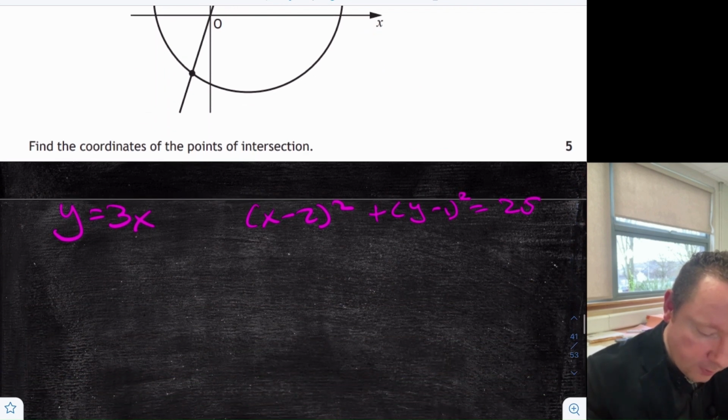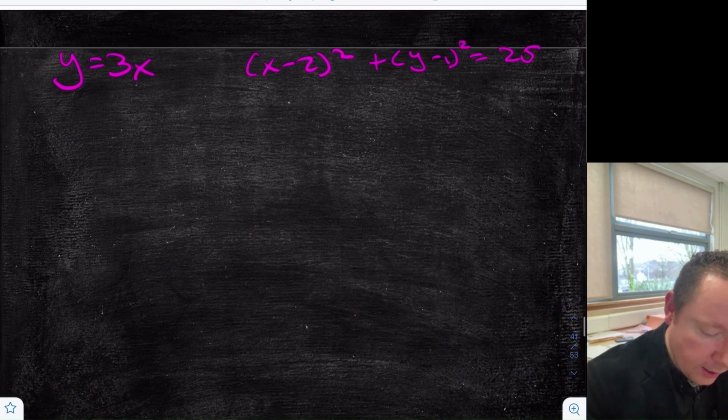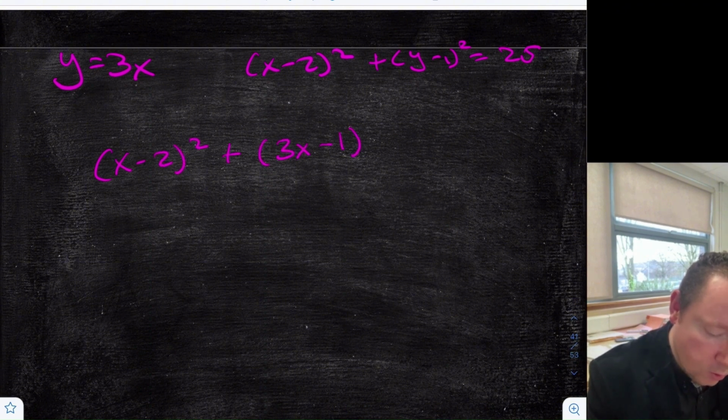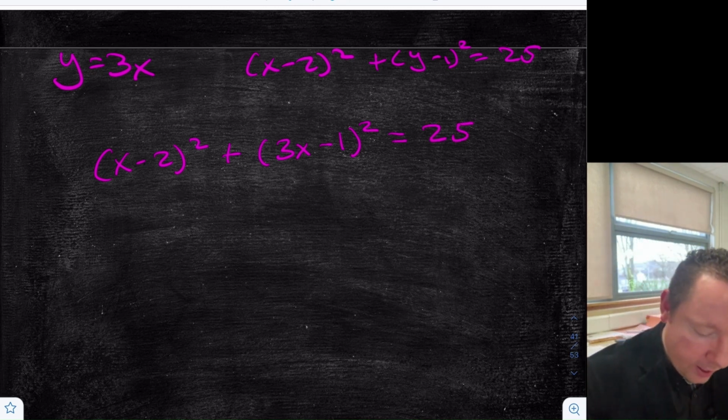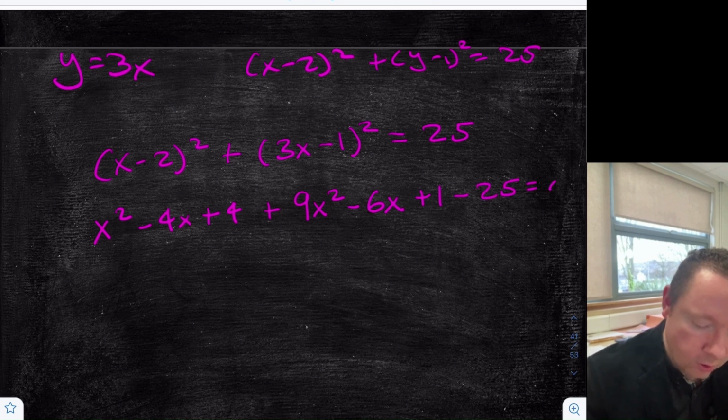So to solve these simultaneously, we use substitution. We know that y is 3x, so we'll replace the y with 3x in this equation. So we've got (x - 2)² + (3x - 1)² = 25. Multiplying out our brackets to get a quadratic then, we've got x² - 4x + 4 for the first bracket, and then we've got 3 3s is 9x², 3 1s is 3, double that is 6, so -6x + 1. And then I'll just take away 25 and make it equal to 0 because I'm going to get a quadratic.